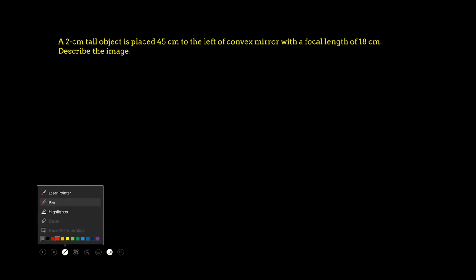So here we have a 2 centimeter tall object placed 45 centimeters left of a convex mirror of this much focal length. So H sub O is 2 centimeters. The object is 45 centimeters. And the focal length, although here it says 18 centimeters, in reality, it's negative 18 centimeters. That's when it enters into the equation. It has to enter as a negative because it's a convex mirror. Let's describe the image.